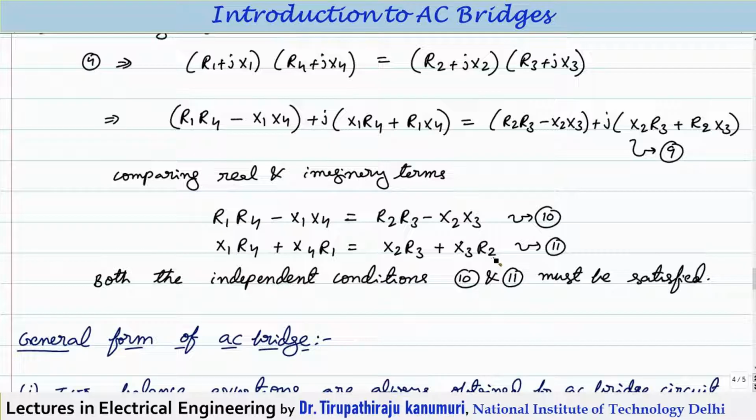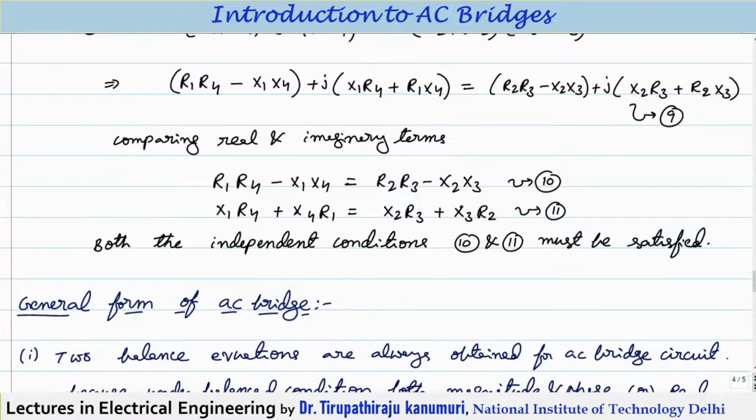So again, no need to mug up these equations. We can derive them easily at that instant. You should only know the concept. The main thing required is the concept; the remaining things you can derive easily in the exam. No need to mug up any formula. So both the independent conditions, that means 11 and 12, should be satisfied.